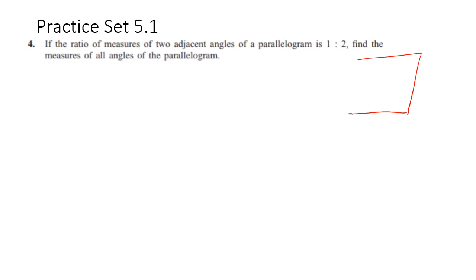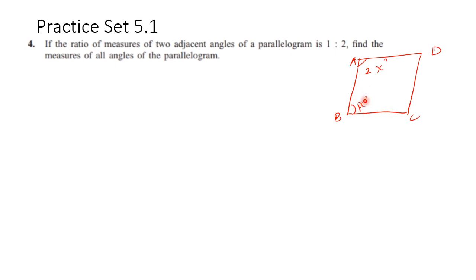Okay, we'll name it as A, B, C and D. So they say adjacent angles of the parallelogram, one is 1x and the other is 2x. So we'll take this as x degree and this as 2x degree. Adjacent angles of a parallelogram are supplementary, as we have studied earlier. So x degree plus 2x degree is equal to 180 degree, and then we'll find the value of x.